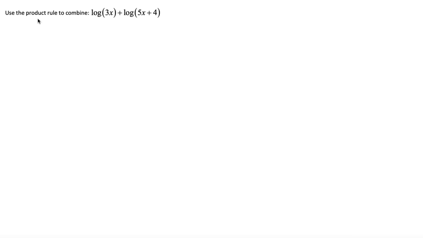And the question says to use the product rule to combine, right? Well, what does the product rule say? The product rule says that if we have two different logs, and they have to have the same base though, so we'll call it log base b of m, and we're going to add to that another log base b of n, so the arguments are different. As long as the bases are the same, we can combine them into one log, but what do we do with the arguments? In this case, we multiply. That's why it's called the product rule.